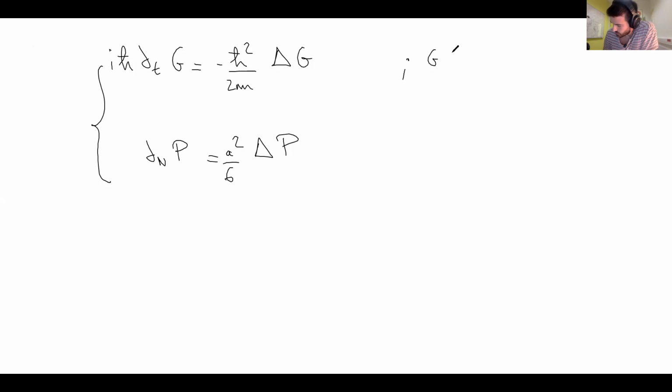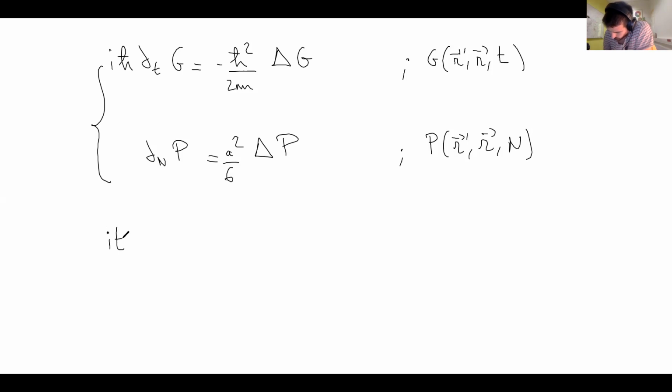G being a function of r prime, r, and time, while P is a function of r prime, r, and n. All right, so everything is clear now. We have a lexicon to translate from the quantum problem to the polymer problem. We can say, for instance, we can divide by h bar everywhere, say that it is mapped into n. Here, G is mapped into P.